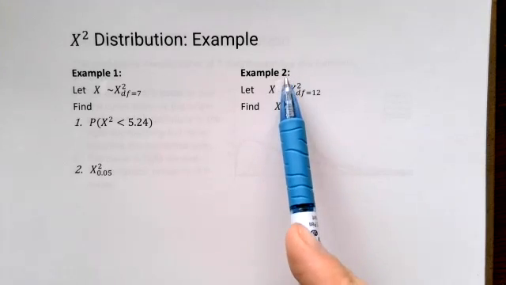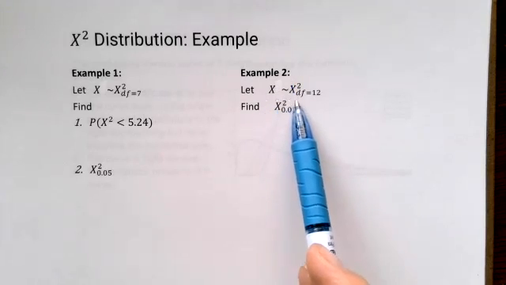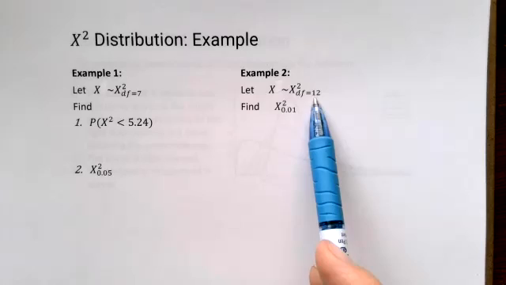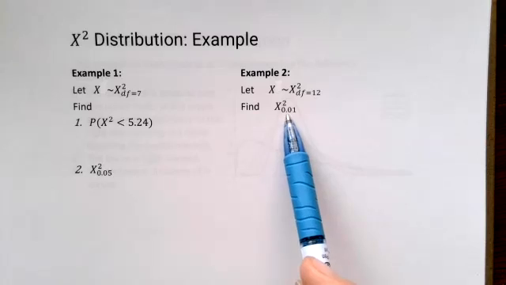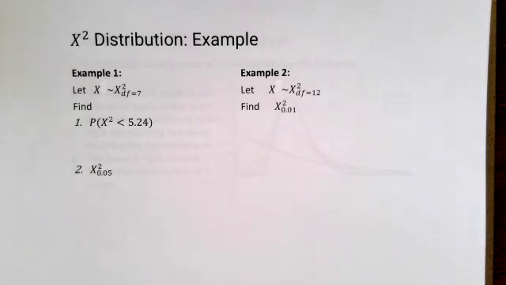And also in example 2, we're going to look at the chi-square distribution with degrees of freedom 12, and we're going to find the chi-square with the area to the left of it being equal to 0.01. Let's take a look.